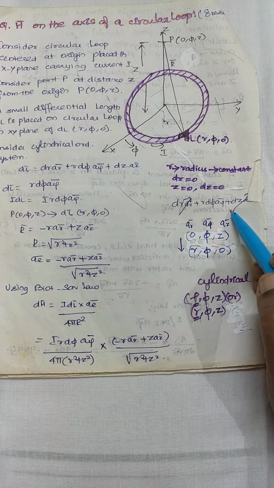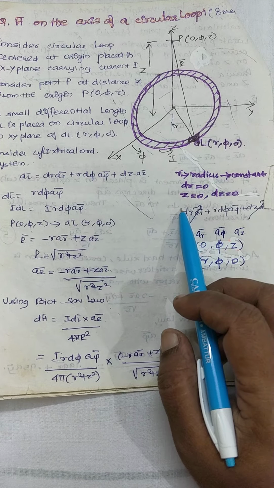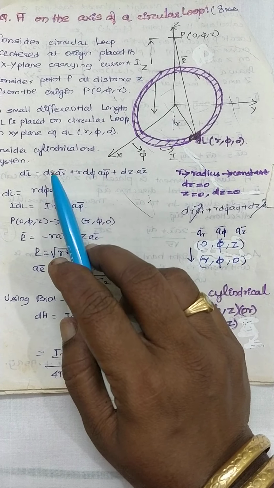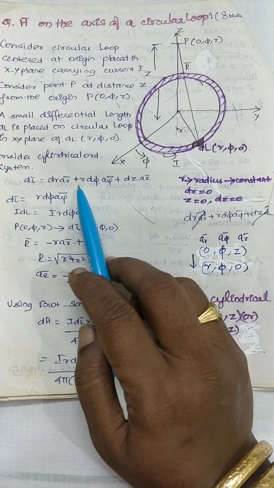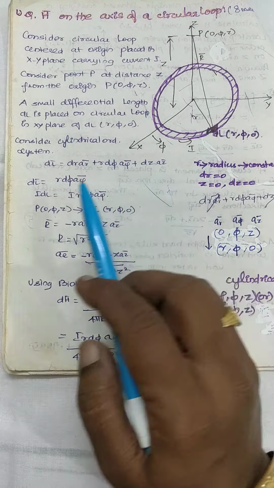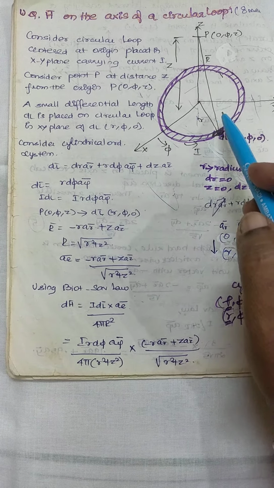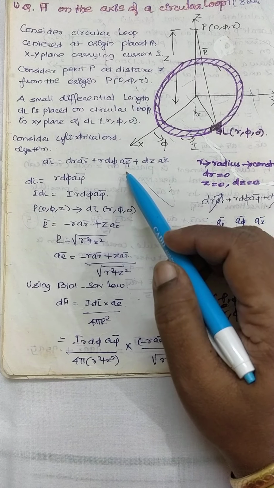The corresponding line element is written over here. Now I have to write the differential line element. We know for the cylindrical coordinate system, it is dr aR vector plus r d phi aphi vector plus dz aZ vector. dl is nothing but equal to this. Now listen carefully. This is the line element. I don't have an aphi component.